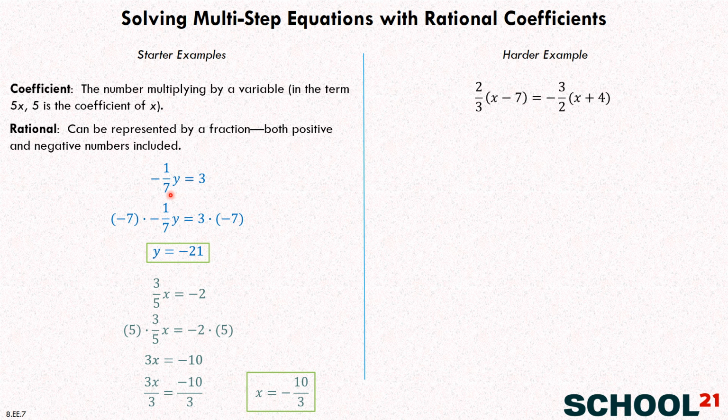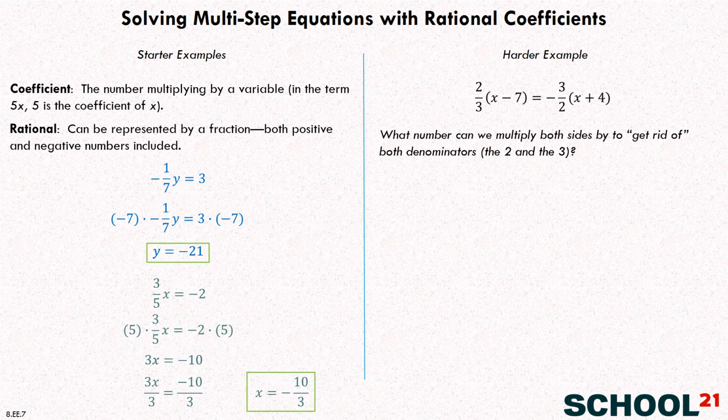So unlike these problems over here where it was easy to figure out what to multiply by to get rid of the denominator, here it's a little bit harder. We can't just multiply by 3 because that wouldn't get rid of the 2, and we can't just multiply by 2 because that wouldn't get rid of the 3. So we need some number here that we can multiply by both sides that will get rid of the 3 and the 2. And this is where you can reach back to your earlier math and think about least common multiple. Any number that both 3 and 2 divide into would work, and the easiest one to use would be the least common multiple, which in this case is 6.